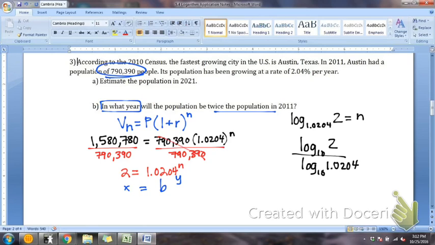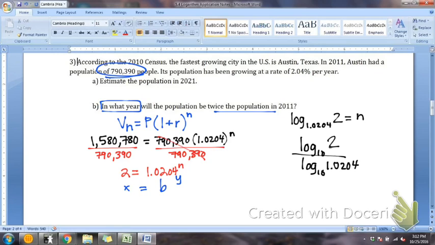Remember, you have to change it into the change of base, where it's log 10. Right? Do log 10 of 2. This is where you change it. Log 10 of 2 and log 10 of this one. Because you can't put it into your calculator at this point because that's not base 10.